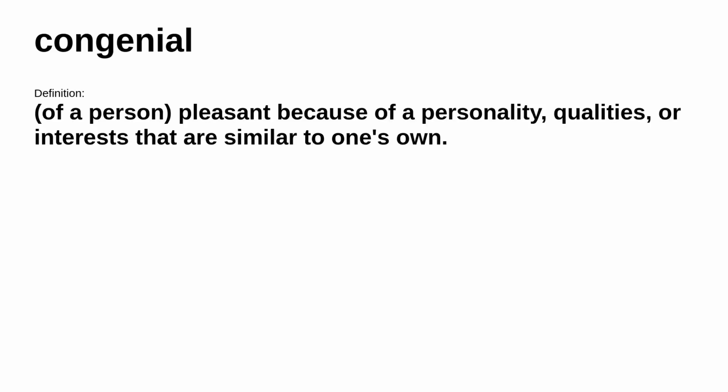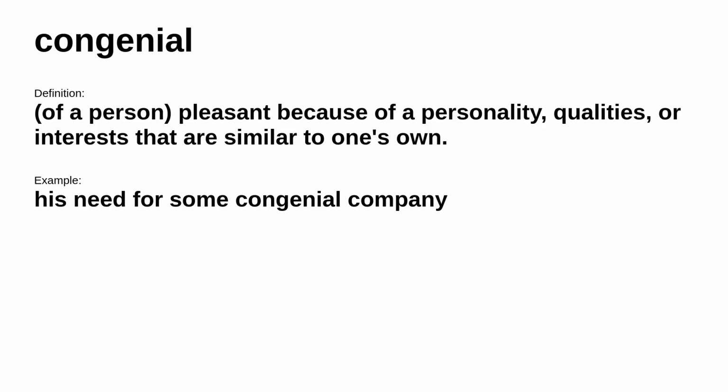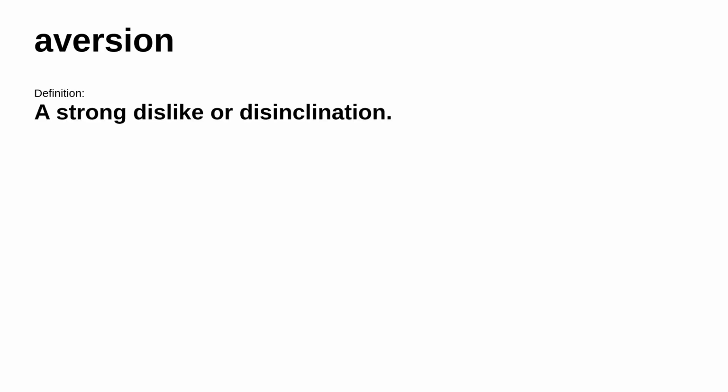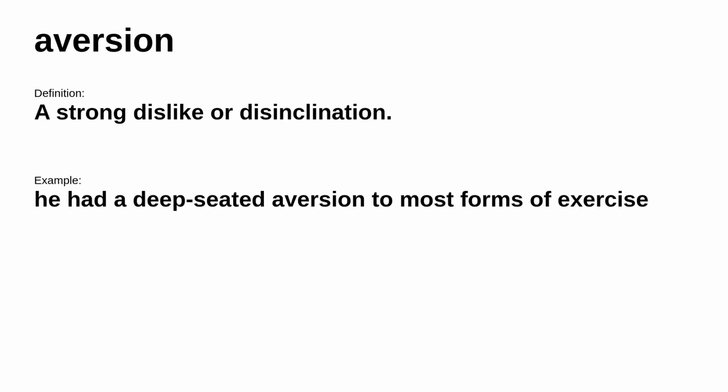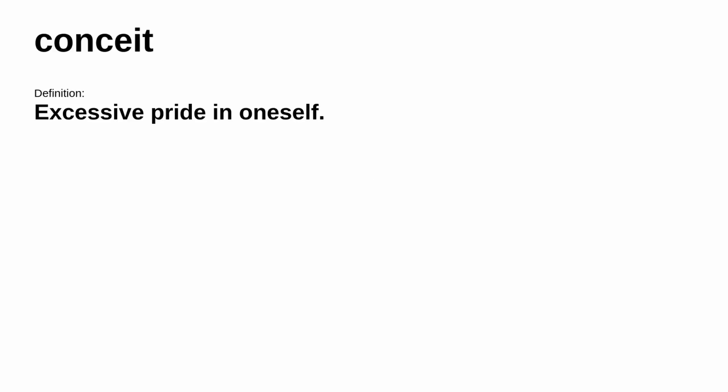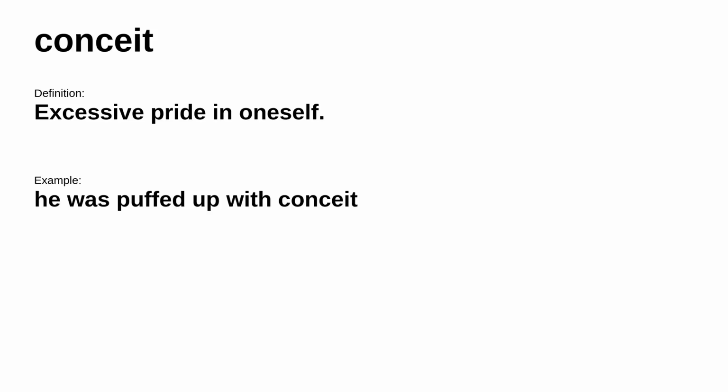Next up. Congenial. It's defined as of a person, pleasant because of a personality, qualities, or interests that are similar to one's own. Consider this example, his need for some congenial company. Next up. Aversion. It's defined as a strong dislike or disinclination. Consider this example, he had a deep-seated aversion to most forms of exercise. Next up. Conceit. It means excessive pride in oneself. For example, he was puffed up with conceit.